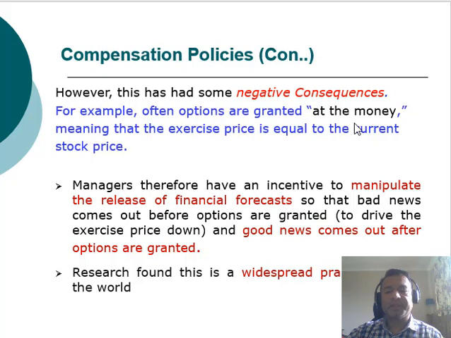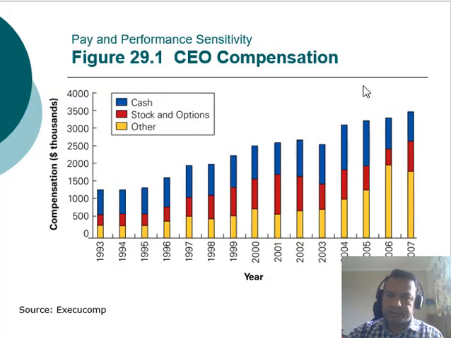Therefore, sometimes managers have incentives to manipulate the release of the financial forecast so that the bad news comes out before the options are granted, which drives the exercise price down. So the manager can purchase the stock below the market price, and then the good news comes after the options are granted. Research found that this is a widespread practice around the world.